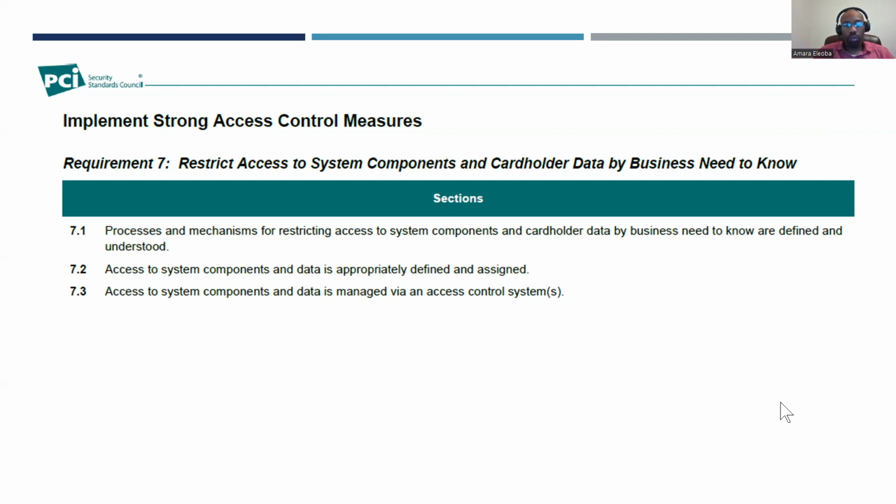Then 7.2, we are looking into the access to system components and data. We want to make sure it's appropriately defined and accessed. Requirement 7.3 is access to system components and data. We want to make sure it's being managed through an access control system. Some organizations might use Active Directory. So whatever that access control system is, your organization wants to make sure that requirement 7.3 is being addressed.